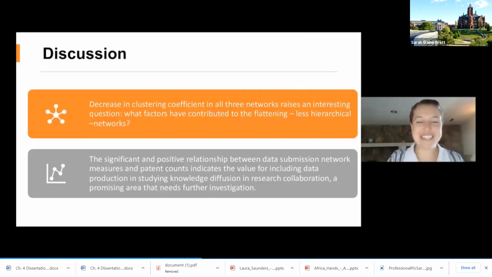Second, we also saw a significant and positive relationship between the data submission network and the patent counts, as I mentioned earlier. And so when we're thinking about knowledge diffusion, it's really important to underscore how important those network structures are. But I want to emphasize as well that this particular study, as well as others that it's building on, are still working to provide a basis to compare data collaboration networks to publication networks, because they really display different properties. And those properties have social implications. They have implications for knowledge diffusion as well.